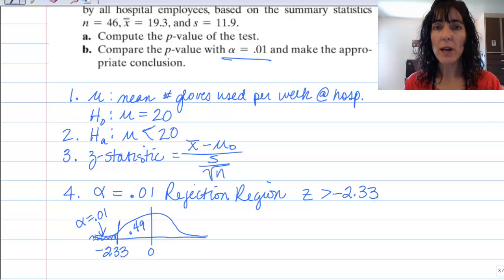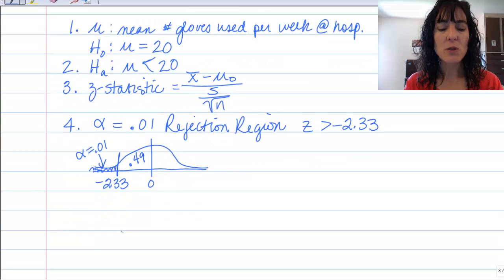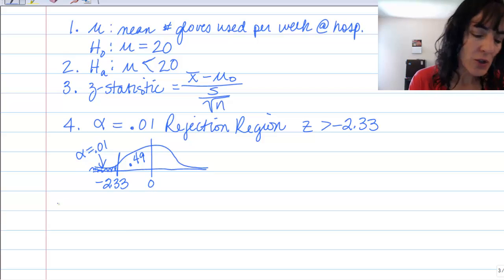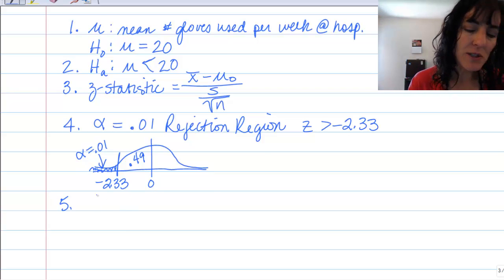Now, if you were able to just look at the alpha and the p-value and know whether or not you should reject based on that, then you would not have to do most of step 4. But since we're just learning, we're going to go ahead and do that, and we're going to do the z statistic later. So step 5, what are the assumptions that I'm making?